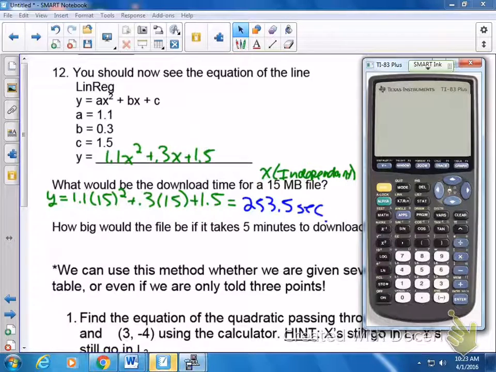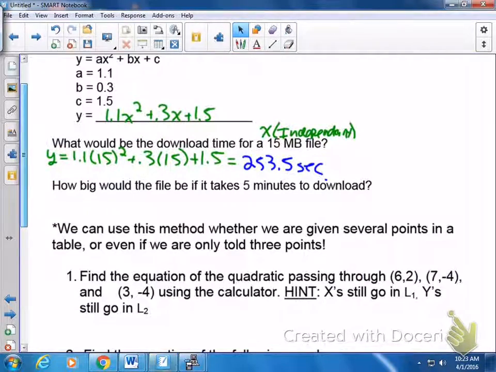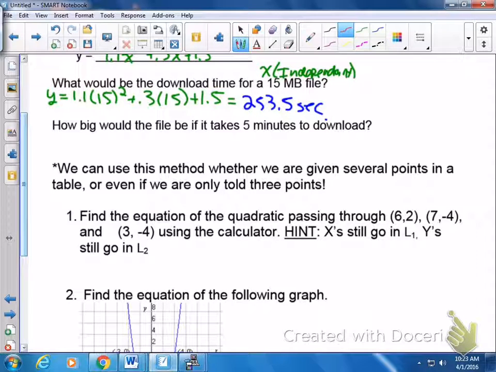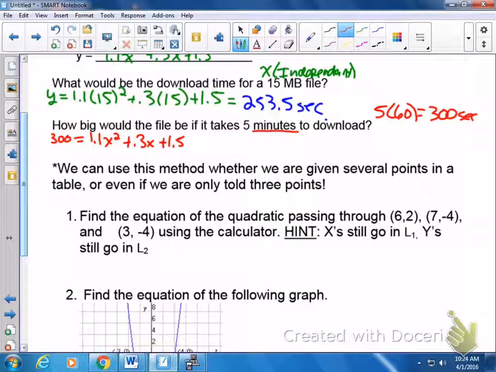Now the next one, let me move down a little bit here. This one's going to have a little bit more work in it. It says how big would the file have to be if it takes 5 minutes to download? Well, now they're giving us a y value, they're giving us time. But they gave us time in minutes, and we need it in seconds. So I'm going to take my 5 minutes, multiply it by how many seconds there are in a minute. So 5 times 60, I got 300 seconds. So that's what I need to plug in for y. So I have 300 equals 1.1x squared plus 0.3x plus 1.5.